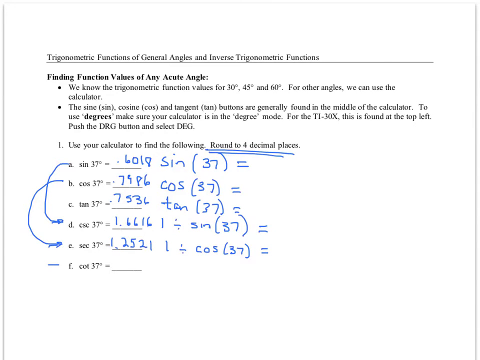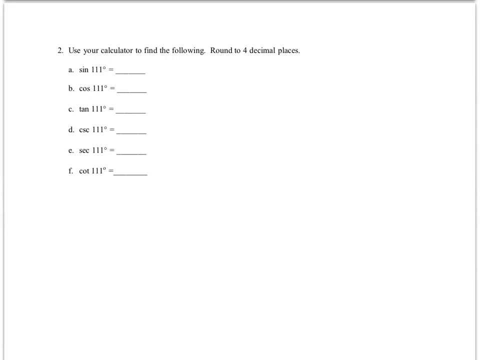And last but not least, the tangent and cotangent are reciprocals of one another, so you would do 1 divided by the tangent of 37. And that result is 1.3270, rounded appropriately.